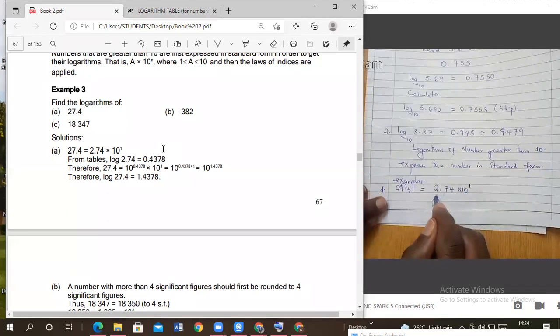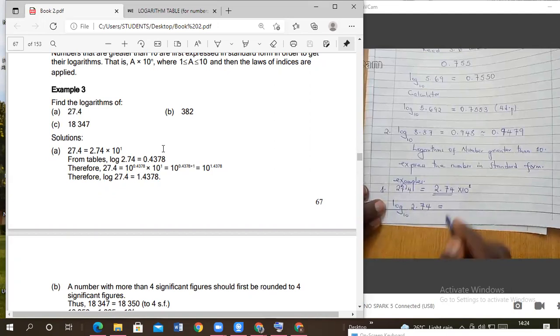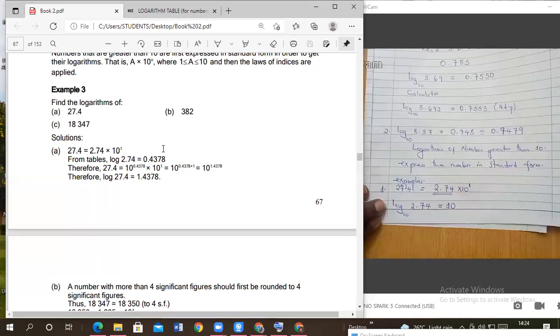Now we have to express this one. We go to our table and then we read log to base 10 of 2.74. Remember, after reading this, the answer you are going to get is going to be to the base 10. So it's going to be 10 to the power. The answer that you are going to get, you are going to put to the power of 10. Are you together, members? Yes.